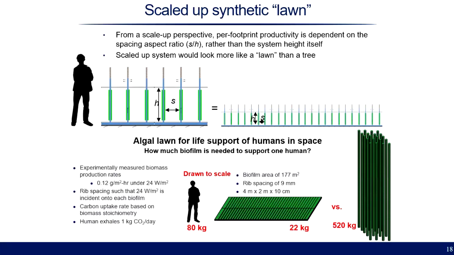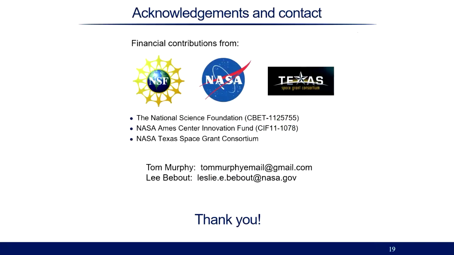And based on the amount of CO2 that a human exhales and the amount of CO2 that algae inhales, we're looking at about a 4 meter by 2 meter by 10 centimeter rectangular prismic kind of shape to support one human in space. So I think if you go to the next slide, that's about all I have for this. And thanks for your attention.